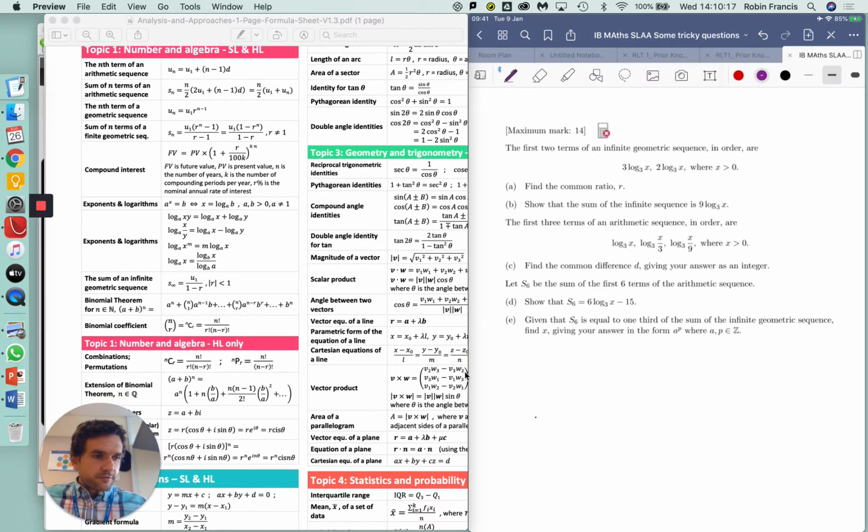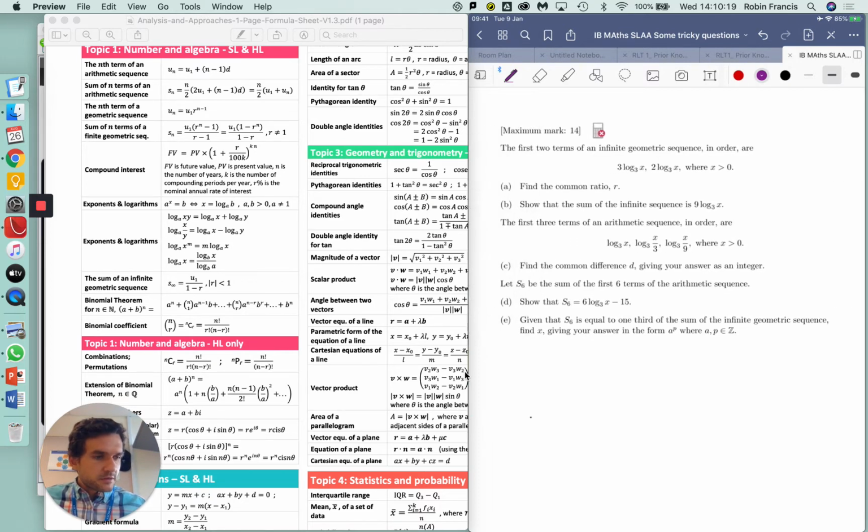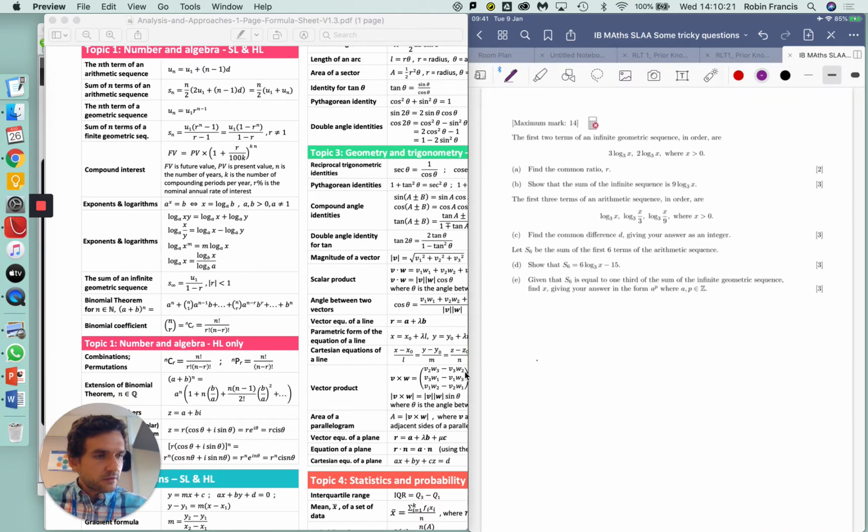A couple of things spring to mind as I'm looking at this. First of all, chunky marks assigned to this, 14 marks, non-calculator. And as soon as I look at it, we're talking about a geometric sequence, and I'm looking straight away at this sequence, and I've got some logarithms within there. So a lot going on.